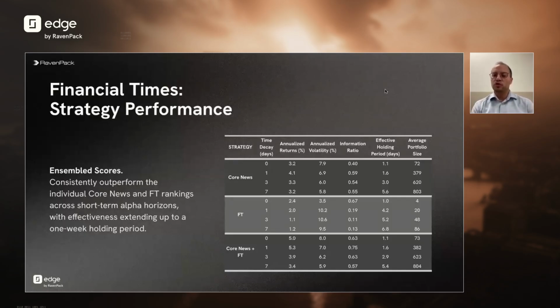We're actually able to move from 0.59 with a 1-day time decay for core news to a 0.75 for the combined signal. And what we see is that we are basically carrying forward the same effective holding periods of 1.5 days. We have similar annualized returns, but we're able to add 120 basis points on top of the core news signal when we use the FT as well as a signal.